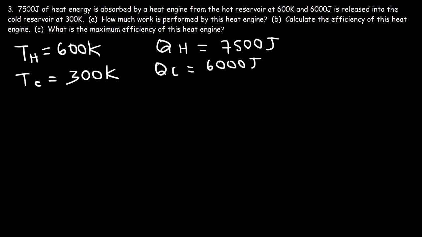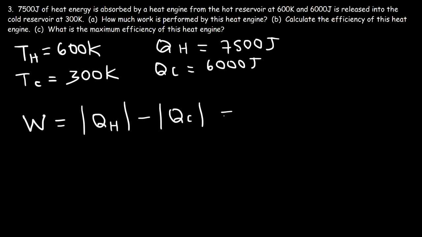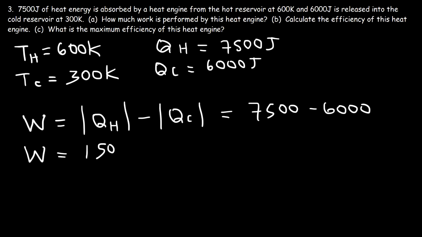Now let's work on part A. How much work is performed by this heat engine? So the work is the difference between QH and the absolute value of QC, which we have those values. So that's going to be 7,500 minus 6,000. So W in this example is 1,500 joules. And so that's the answer for part A.